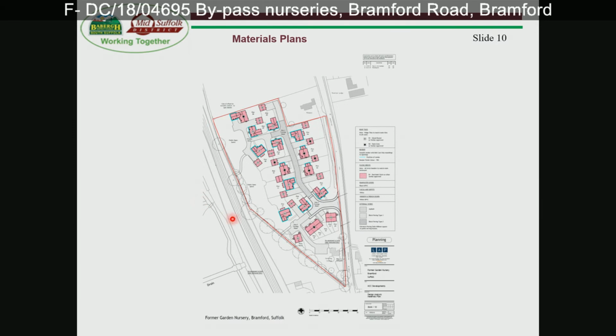This shows the material plans, so you can just see that some of them are rendered. The ones with the blue lines would be rendered, the rest would be brick, and there would be a mix of red and grey roof tiles.